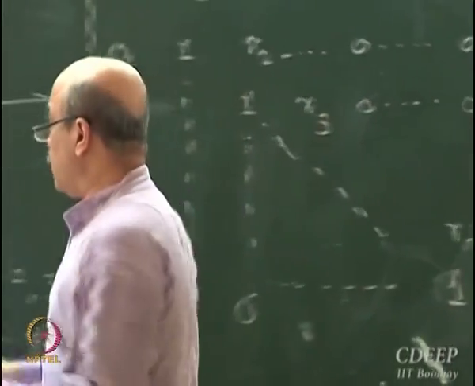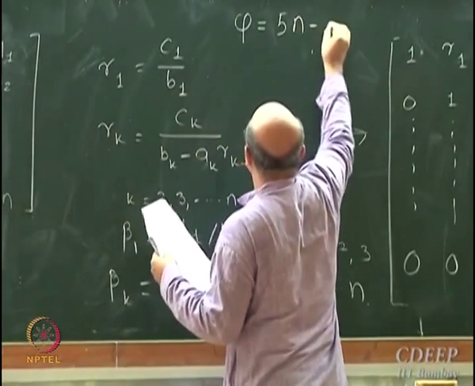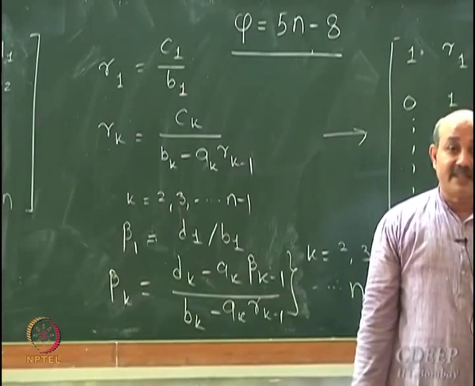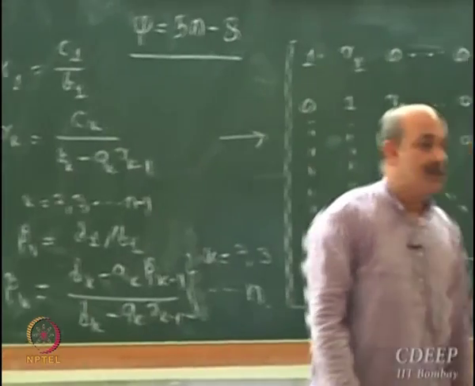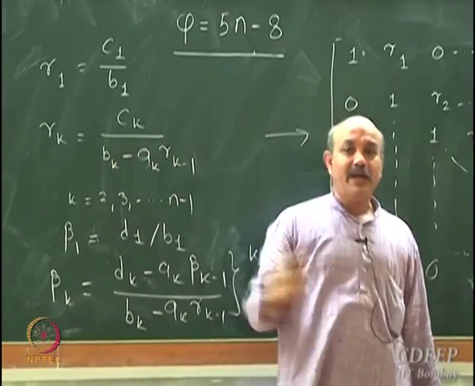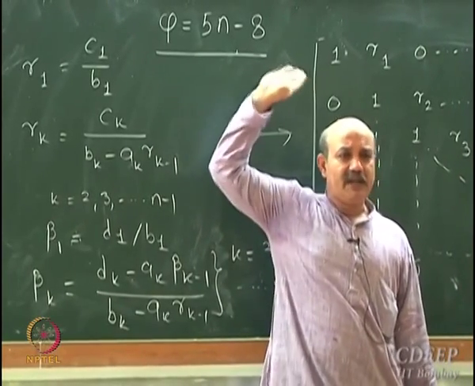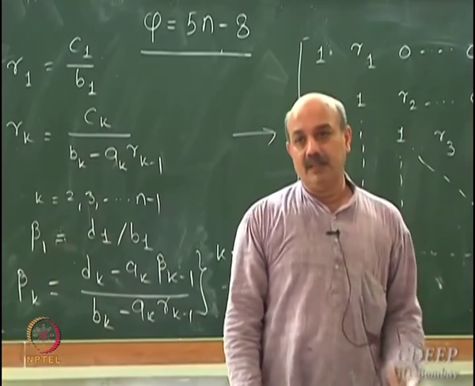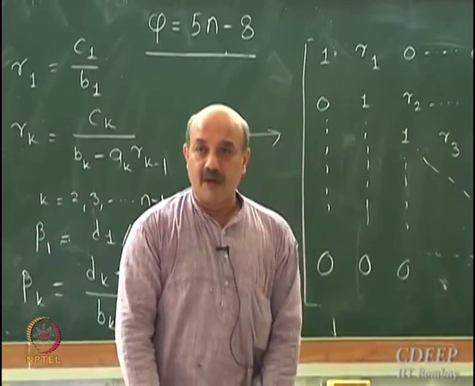The point to take home is that the number of multiplications and divisions for this case is reduced to 5n minus 8. This is just a linear function of n as against a cubic function of n. If I were to use Gaussian elimination without thinking about the structure, I would be doing roughly n cube by 3 calculations. Here I just do 5n minus 8, significantly lower than normal Gaussian elimination. So Thomas algorithm is one example where you significantly reduce the computations required by exploiting the structure.